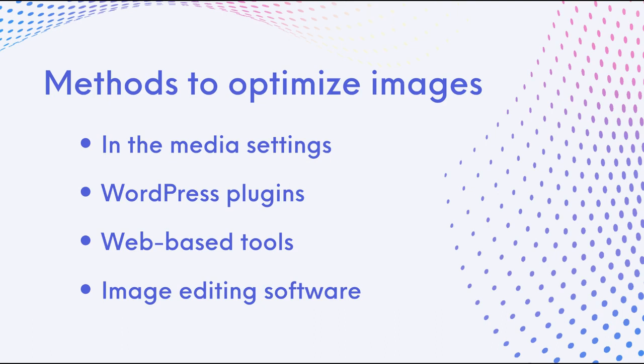Lastly, we are going to look at 4 methods to optimize images. Firstly, you can alter images using your media settings. Secondly, you can install a WordPress plugin, or you may decide to use a web-based tool or image editing software.